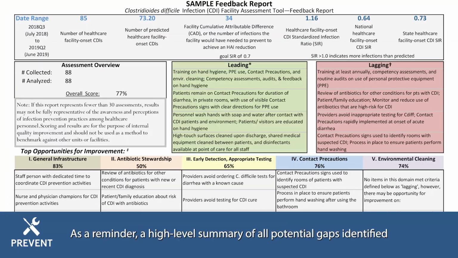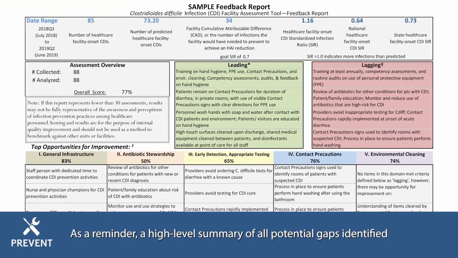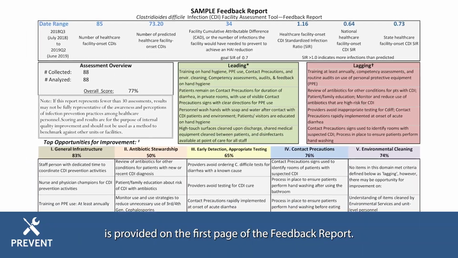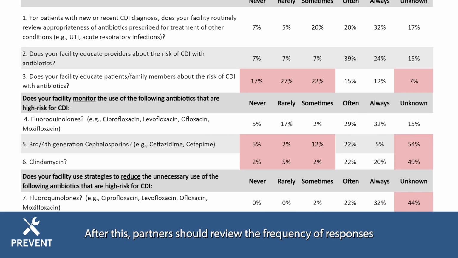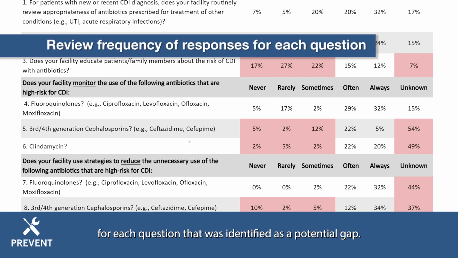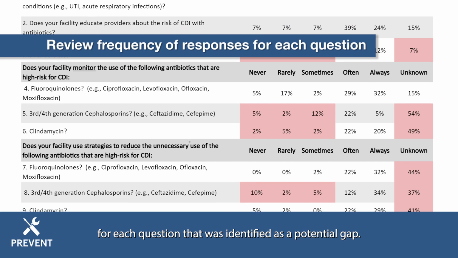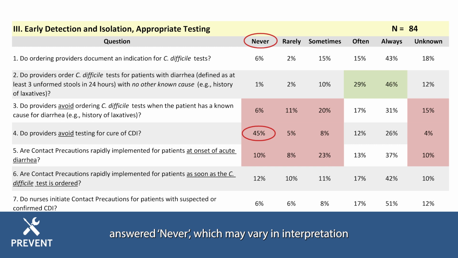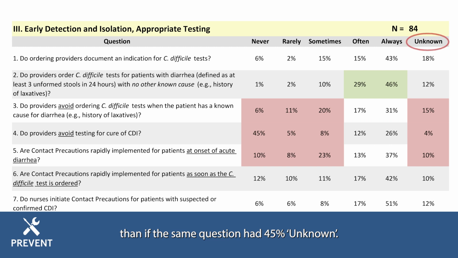As a reminder, a high-level summary of all potential gaps identified from the TAP facility assessments is provided on the first page of the feedback report. After this, partners should review the frequency of responses for each question that was identified as a potential gap. For example, a question may show 45% of respondents answered never, which may vary in interpretation than if the same question had 45% unknown. The two percentages may mean different things depending on the question and the facility.